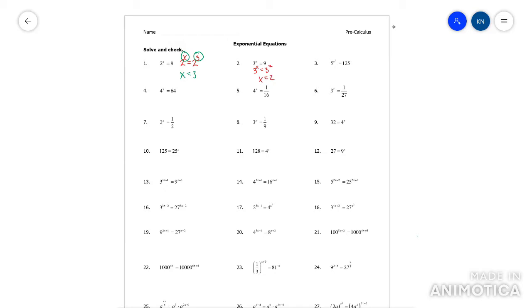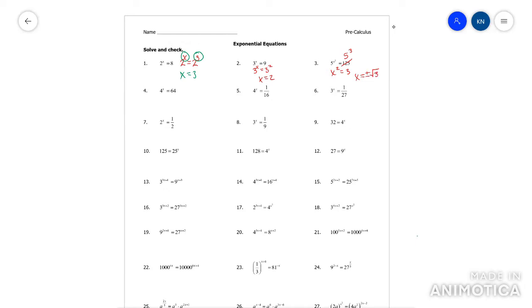Now look at 3. Change 125 to be 5 cubed. So you end up setting the exponents equal to each other and you get x squared equals 3. Well, then you would root it to get x equals, just don't forget your plus minus when you root something. So it's plus minus root 3.